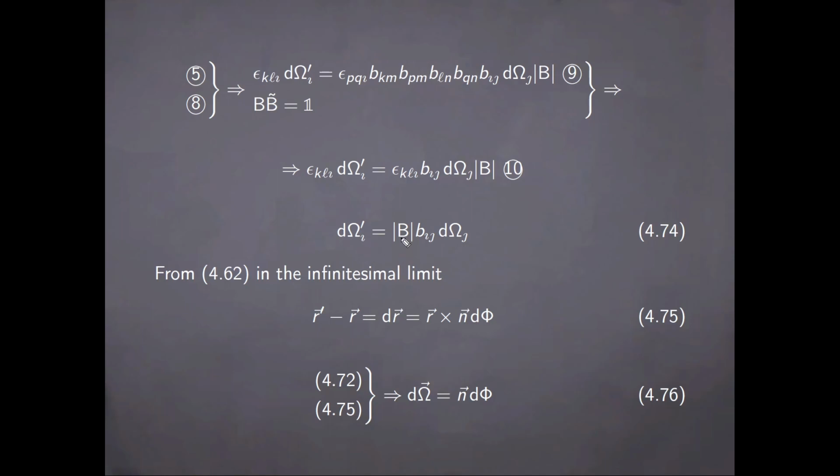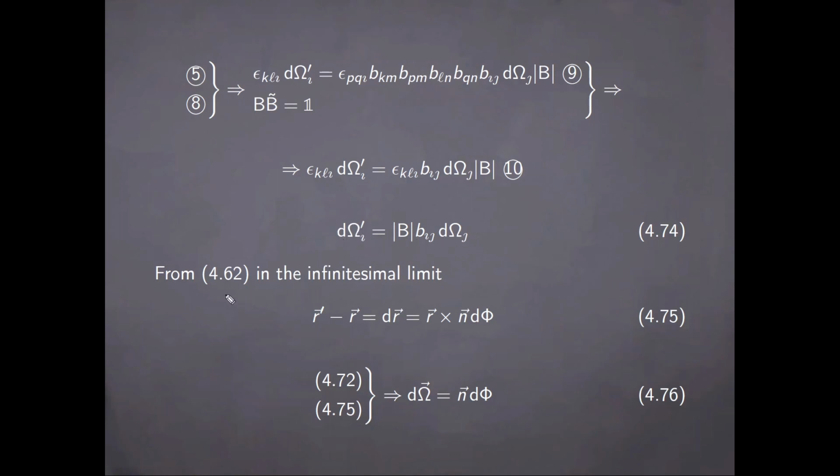Observe that if B is orthogonal and proper, we see that the components of d omega prime transform exactly as a vector under such a transformation. However, if B is orthogonal but improper, there is a sign carried over here. So there is a subtle difference between the way a vector would transform under an orthogonal transformation and the way this object transforms.